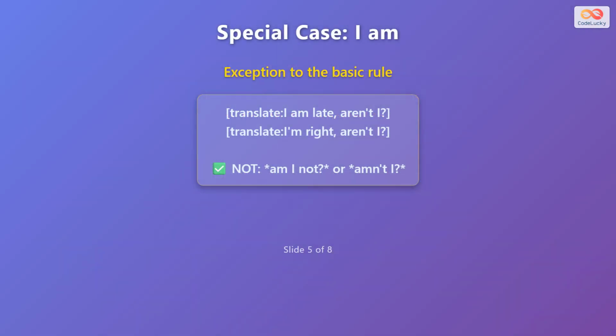There is an important exception with the phrase I am. Instead of using am not in the tag, use aren't I. For example, I am late, aren't I is correct. The forms am I not or amn't I are incorrect and not used in spoken English.